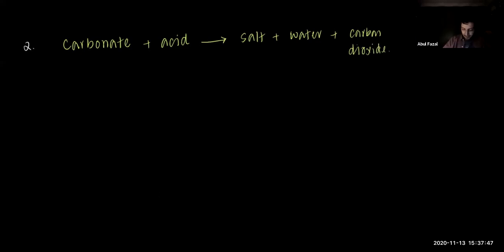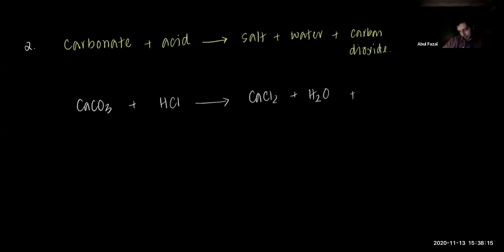Okay. And the example for this is calcium carbonate can react with, let's go with, what acid should we go for? Let's go for hydrochloric acid. And it'll react to form calcium chloride plus H2O plus CO2.